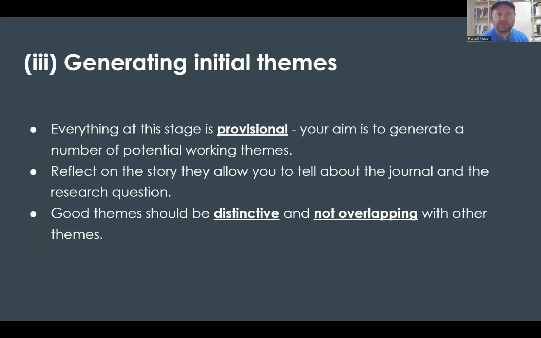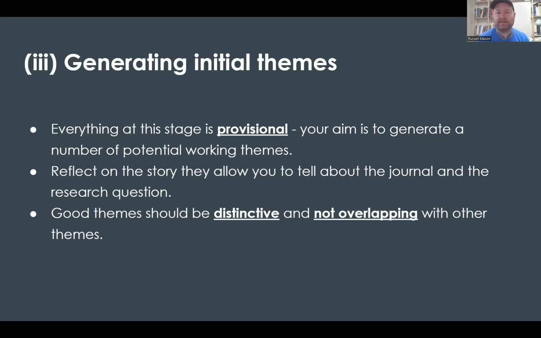So potential here means not final, not finalized. It's one of the possible themes that you will write about later on. So your goal here is to generate a large number of themes, and then later you can refine them, select them, and finalize them before the writing stage.